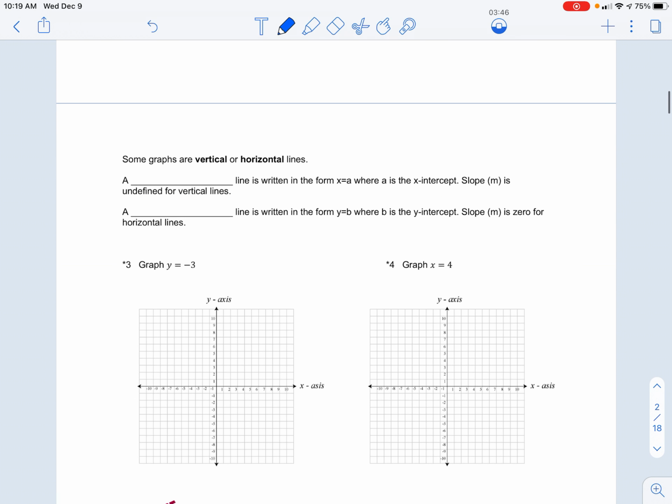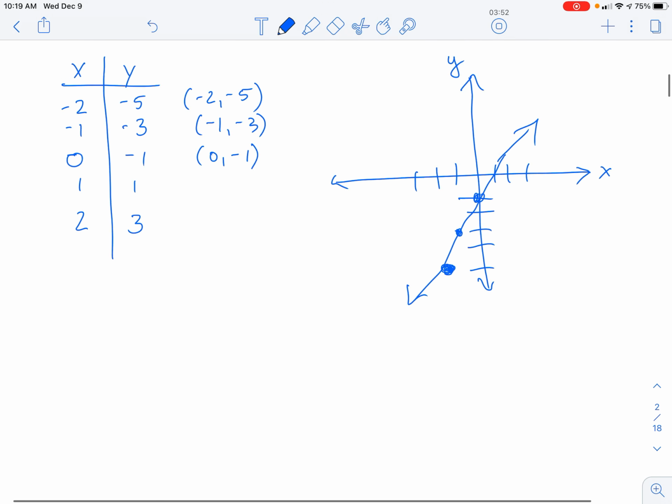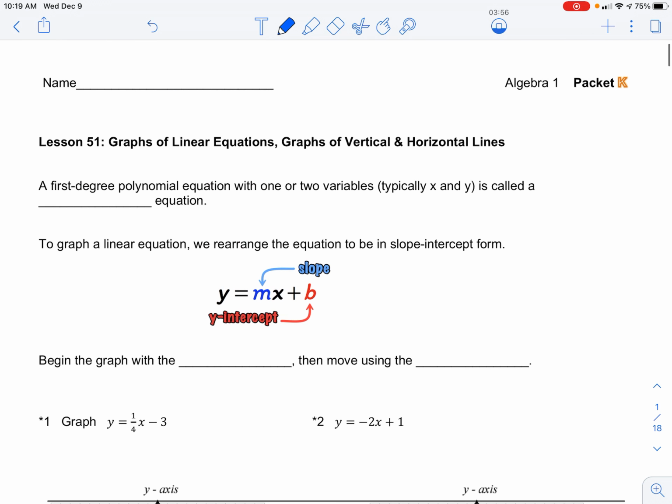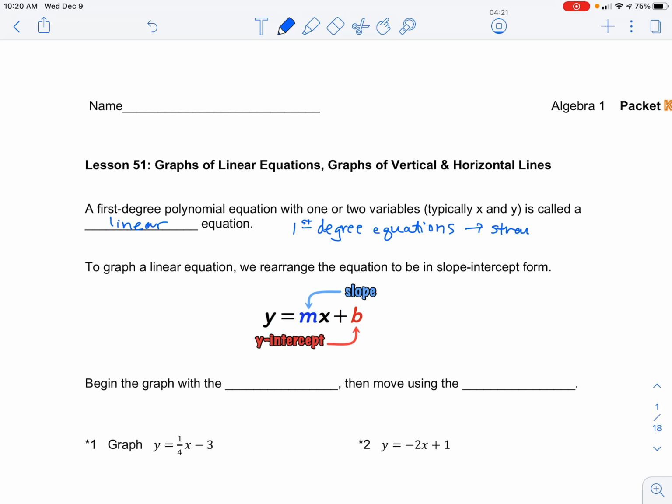All right, so let's go back into our notes down here. I want to put a couple of things in here for us. Okay, 51. A first degree polynomial equation with 1 or 2 variables, typically x and y, is called a linear equation. A linear equation. So just write right here that first degree equations always graph a straight line.